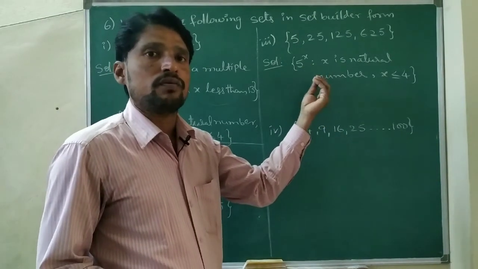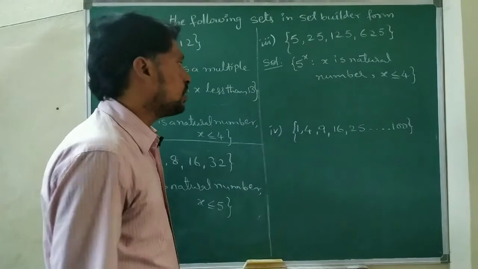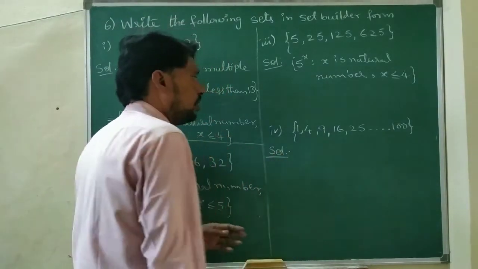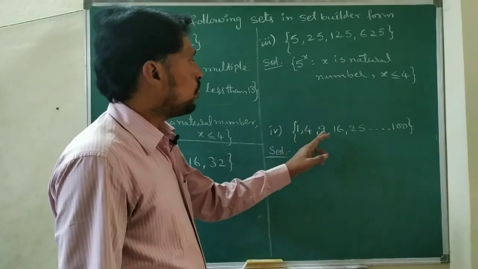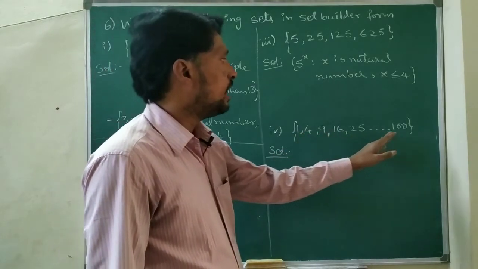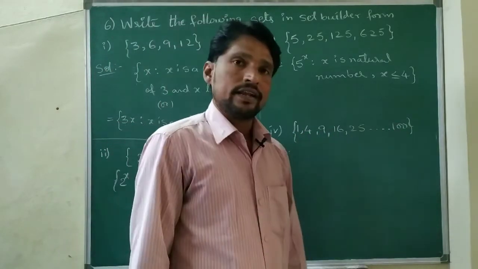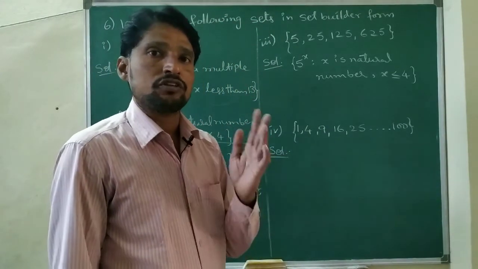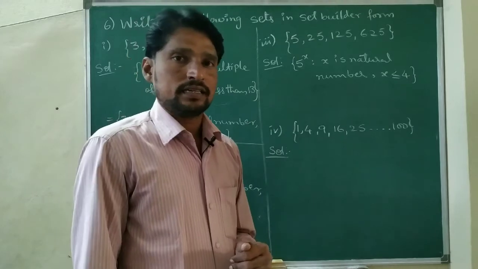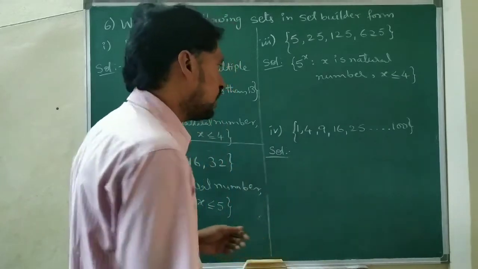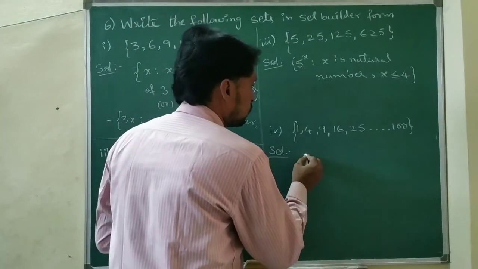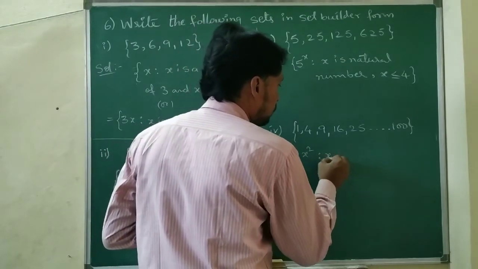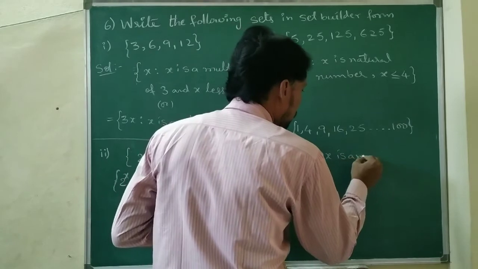This is the set builder form of the given roster form. Last one: 1, 4, 9, 16, 25 and so on up to 100. These all are squares of natural numbers up to 100. So like this you can write it: x square such that x is a natural number.